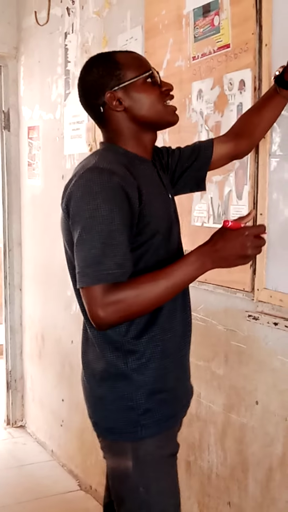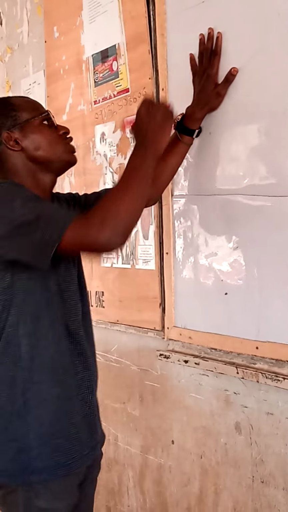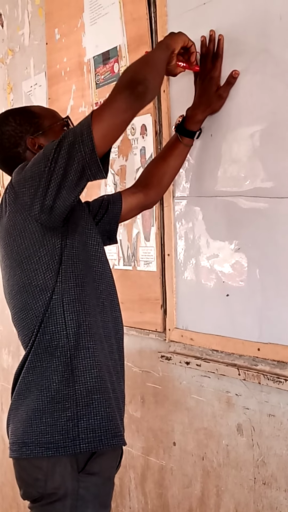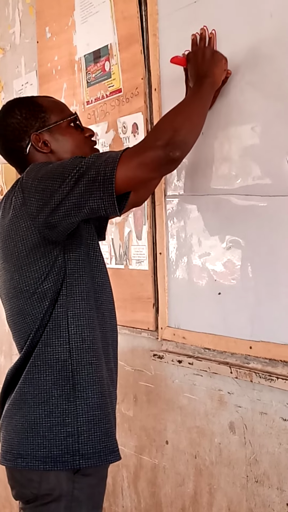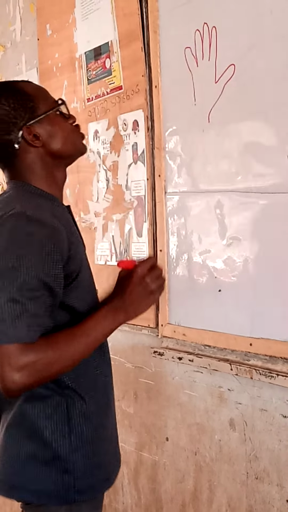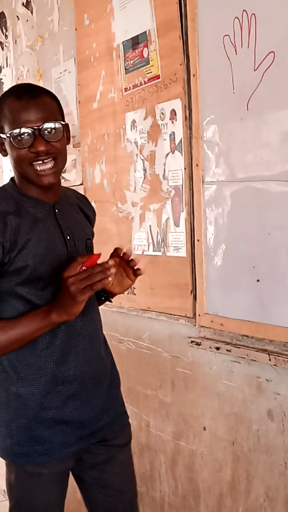Now, how do we do this? When God gave us hands, He gave us hands for some purposes. JAMB is not criticizing you. When you draw your hand in your solving booklet, it is just for you to be able to calculate some concepts.